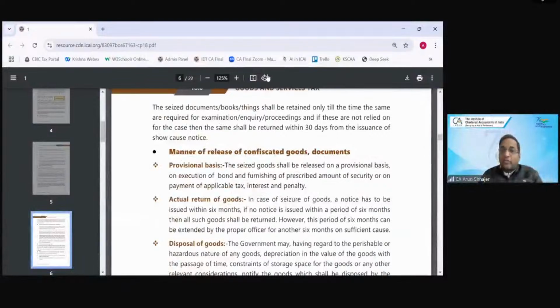The seized documents, books, things shall be retained only till the time the same are required for examination, inquiry or proceeding. Problem क्या है? उन्होंने कोई टाइम लिमिट फिक्स नहीं किया. Sometimes practically they are keeping the records, they are keeping the goods for so long a period, which is not justifiable ideally. 3 साल, 4 साल, 5 साल.